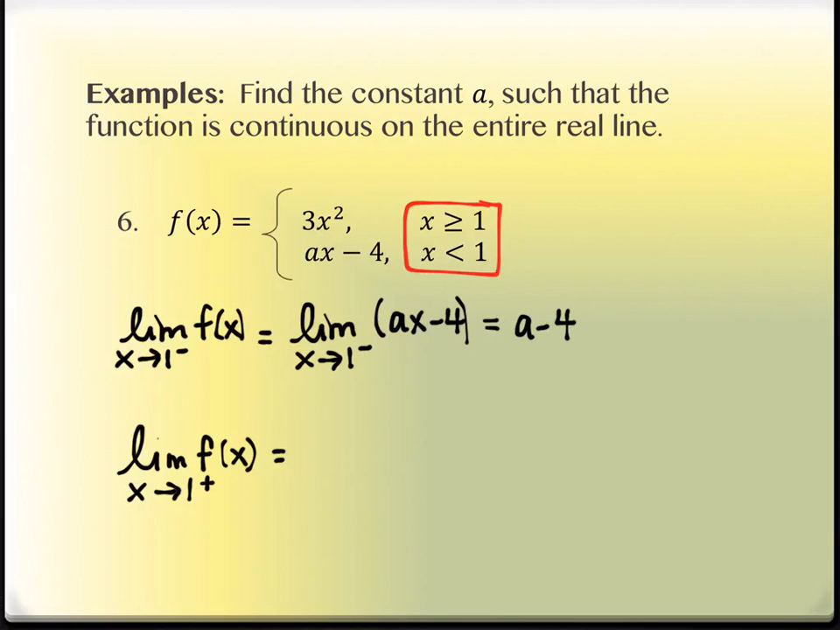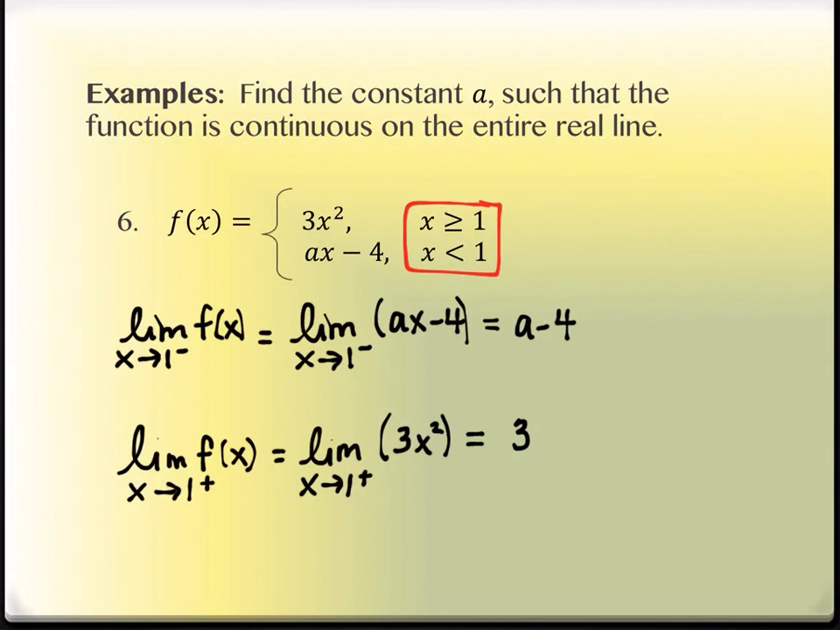All right, the other piece, we're supposed to find the limit of f of x as x approaches 1 from the right. Well, that's the other piece of the equation, the 3x squared. So what value am I going to get if I plug 1 in for x? 3.